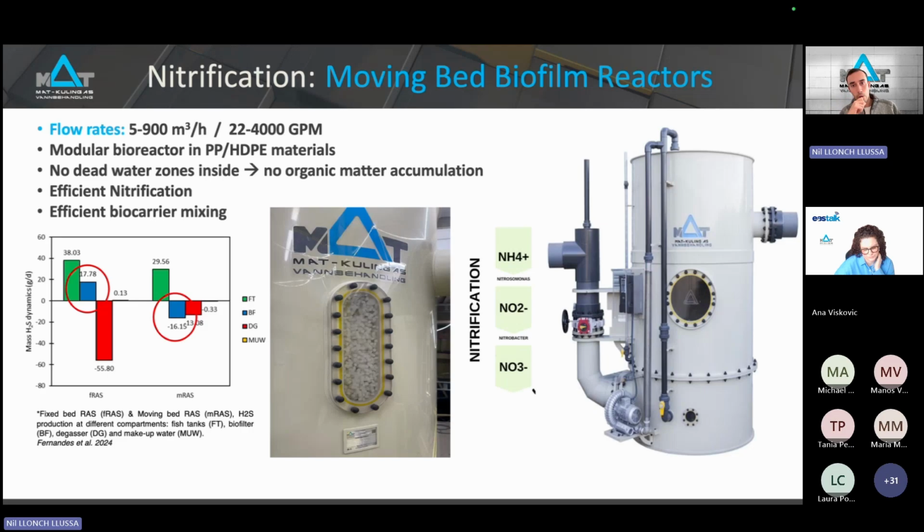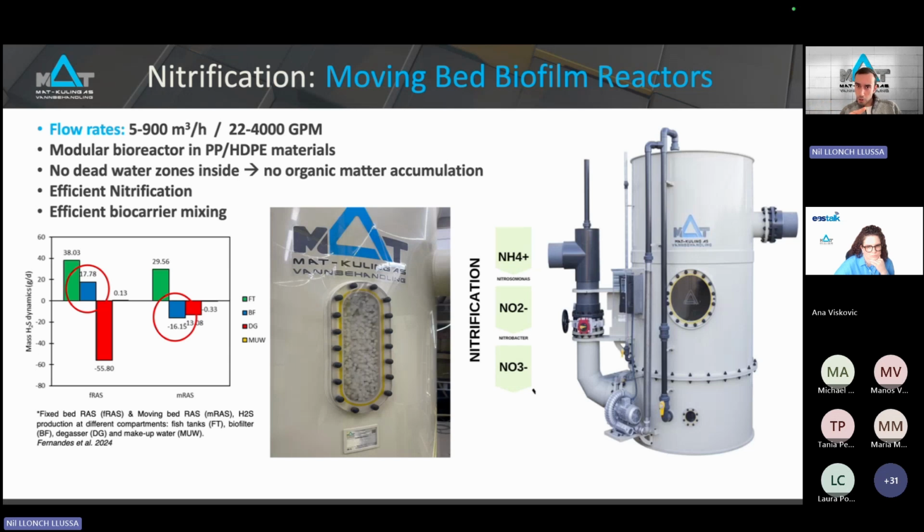Also, in moving bed reactors, and specifically in our design of moving bed, we have no dead water zones inside, so there's no organic matter accumulation, neither the need to clean it itself.